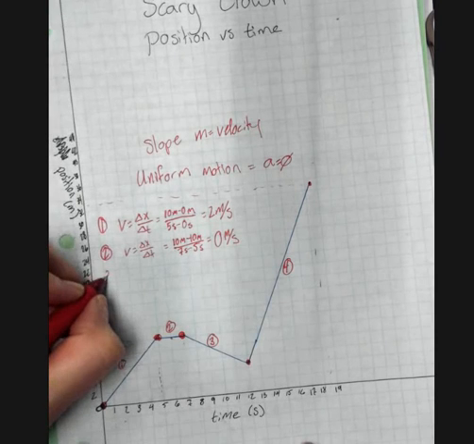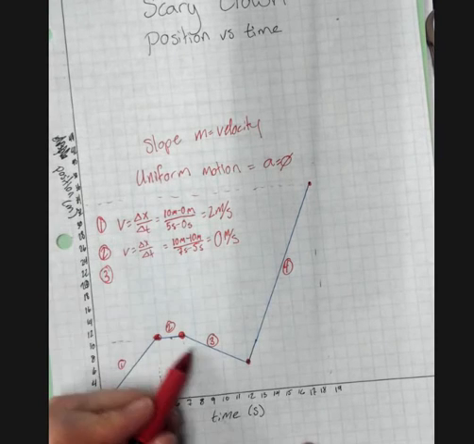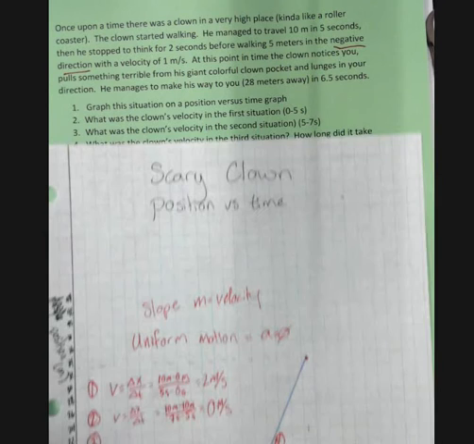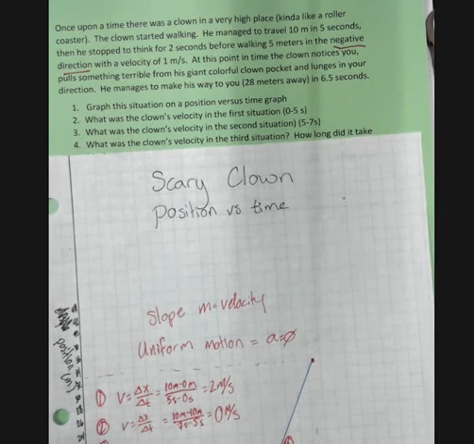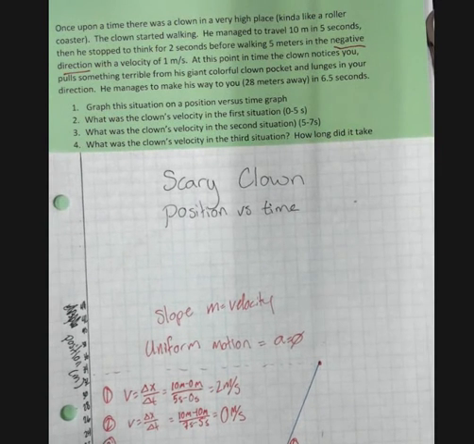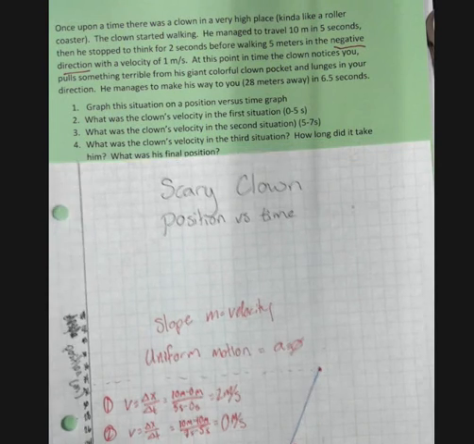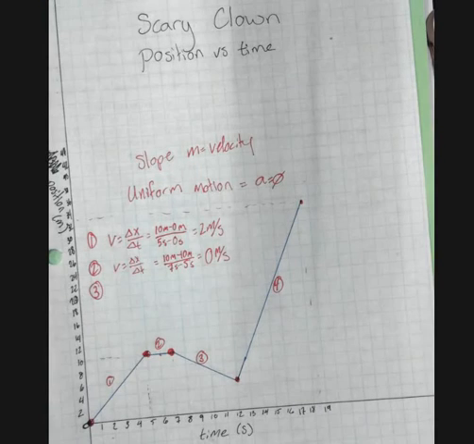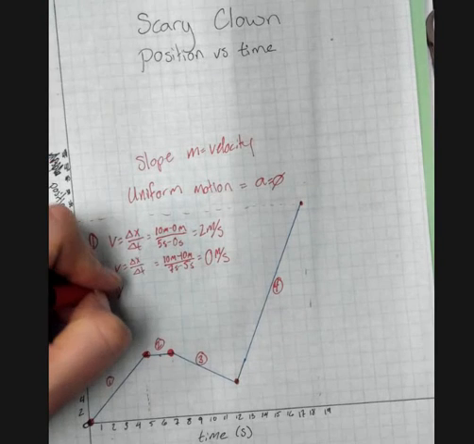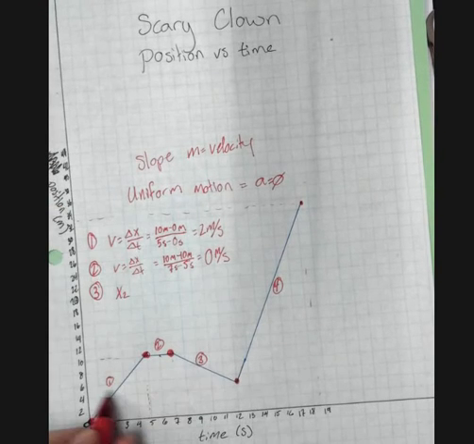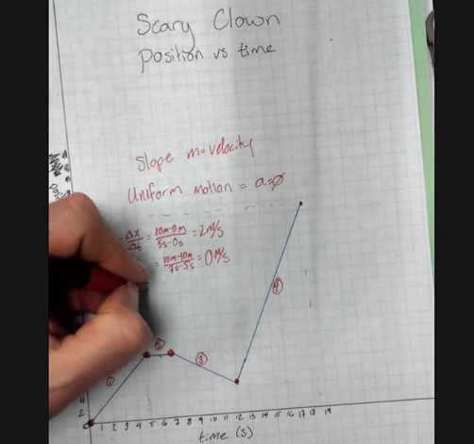Number 3. We can determine the velocity here. All right, number 3, what is the clown's velocity in the third situation? How long did it take him? What is his final position? All right, so we can answer his final position. x2 is right there. It's 5 meters.